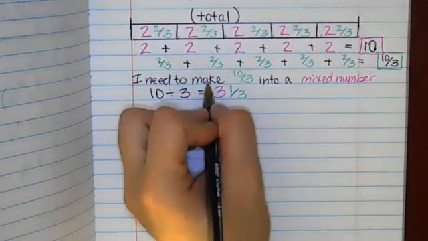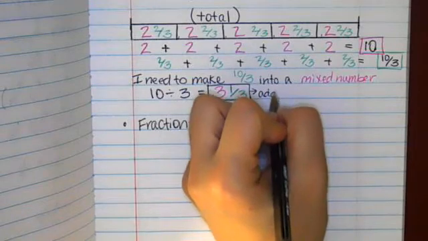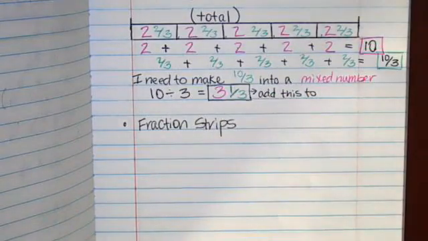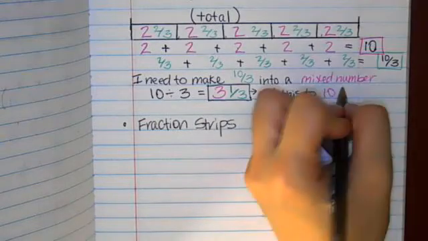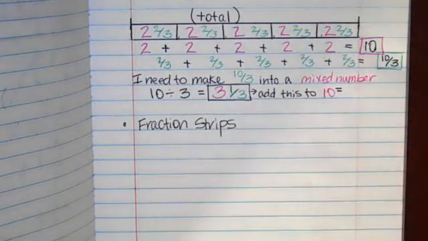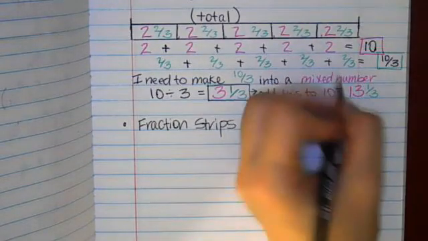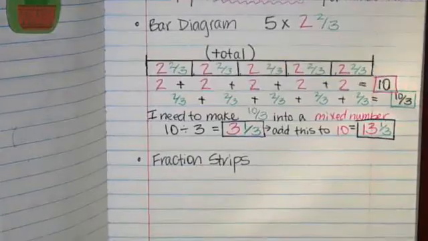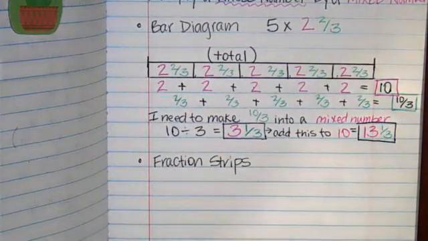And what I'm going to do with this mixed number right here is add this to the 10 that I have right up here. I'm going to add that to the 10. And what I will get is 3 plus 10 is 13 wholes and the 1/3. So my solution will be 13 and 1/3 when I multiply 5 times 2 and 2/3. I've illustrated that using a bar diagram.